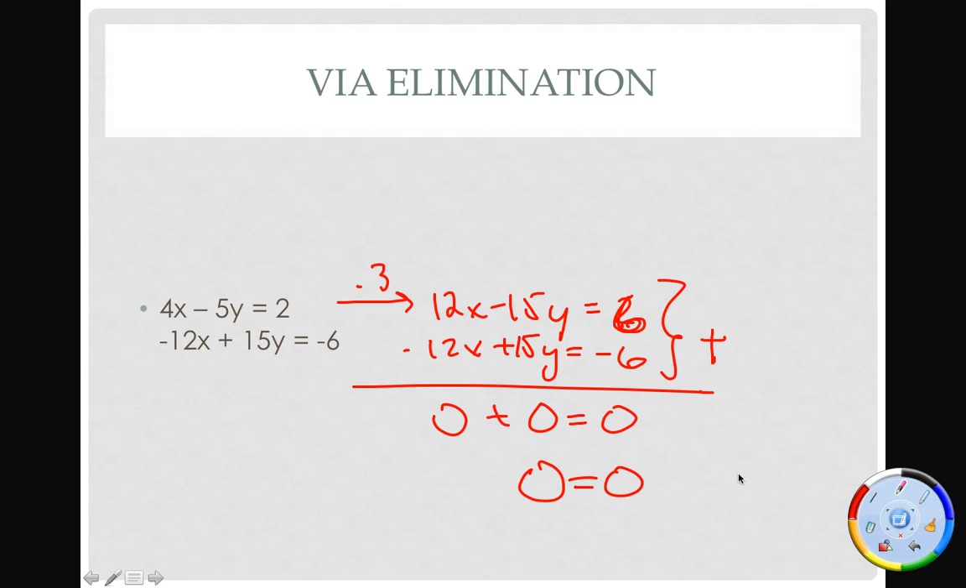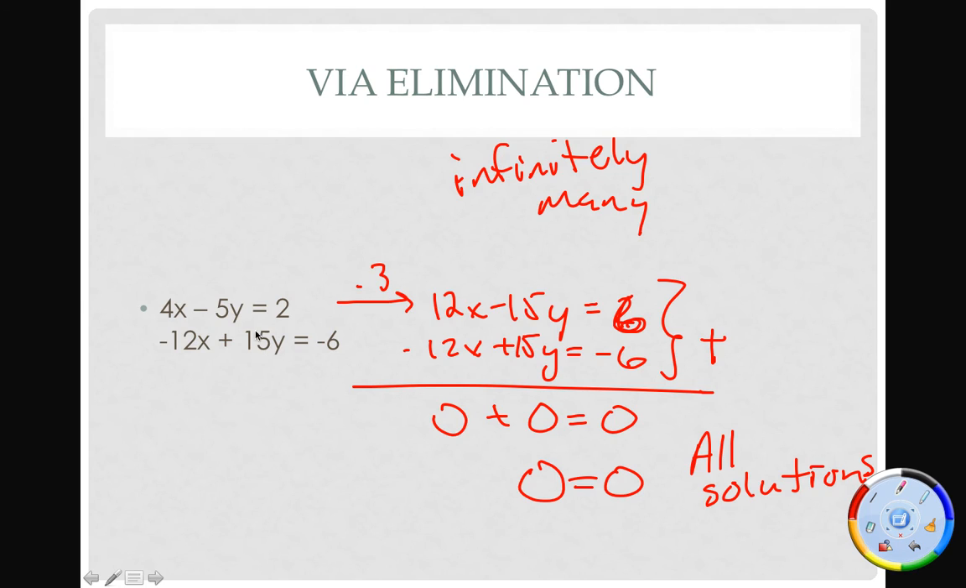And I've asked this in the past. I say, well, does 0 equal 0? I've actually had people tell me no. So 0 equals 0. This is a true statement. It's always a true statement. So it's all solutions. Or in other words, infinitely many.